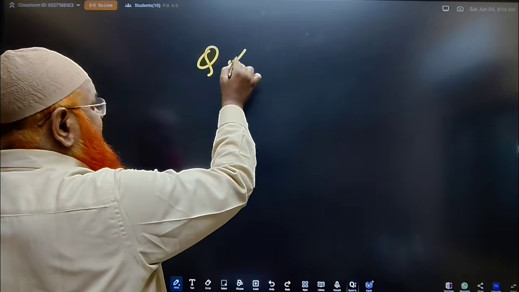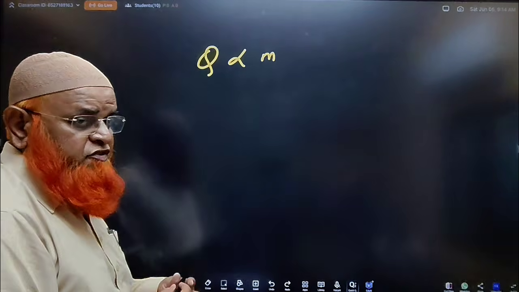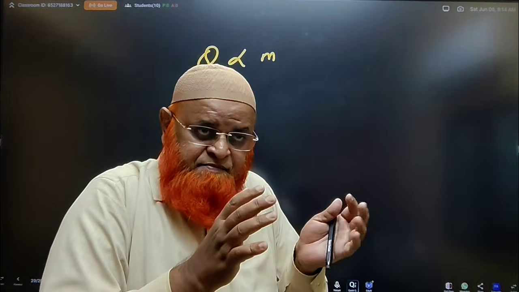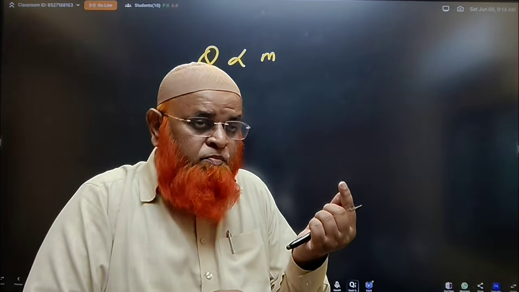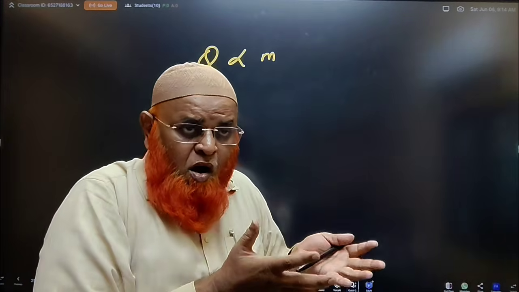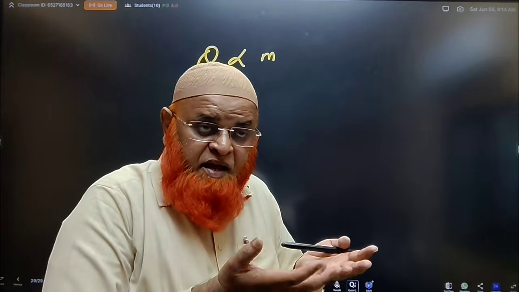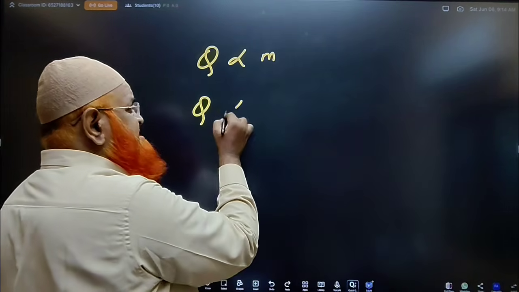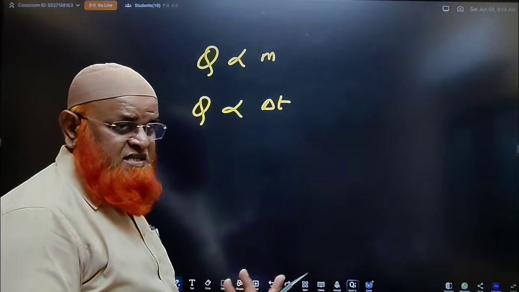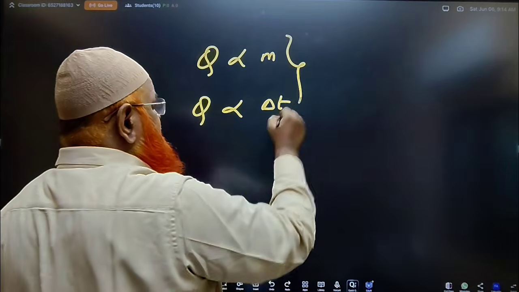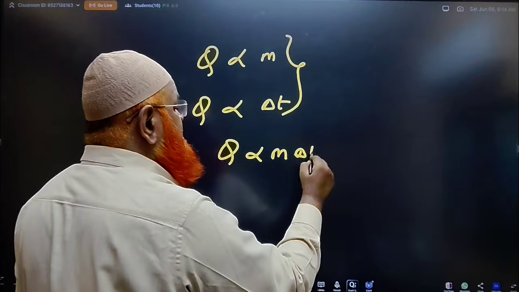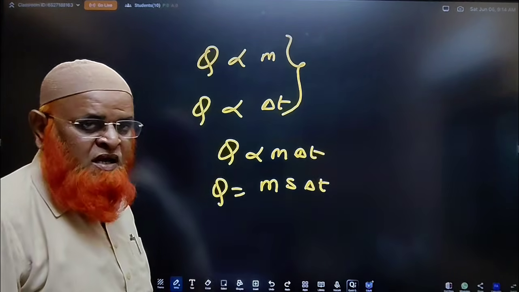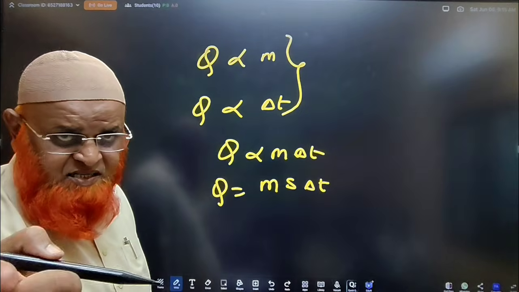See, quantity of heat is directly proportional to mass. If you take a smaller mass, you require smaller heat to light it. A small chip of wood you want to burn, you take a small mass stick. A big log you want to burn, you require a lot of heat to supply. So quantity of heat is more when mass of the body is more, and quantity of heat increases when temperature increases. You join these two, Q is directly proportional to M delta T. If you remove the proportionality, it becomes Q equals M S delta T, where S is said to be specific heat.